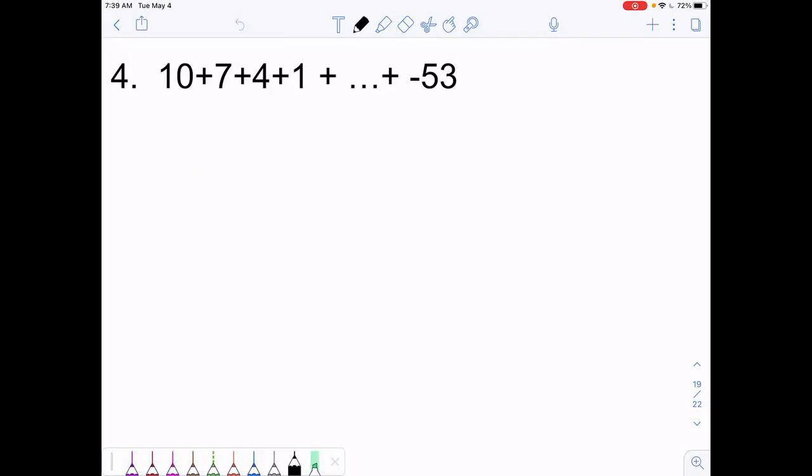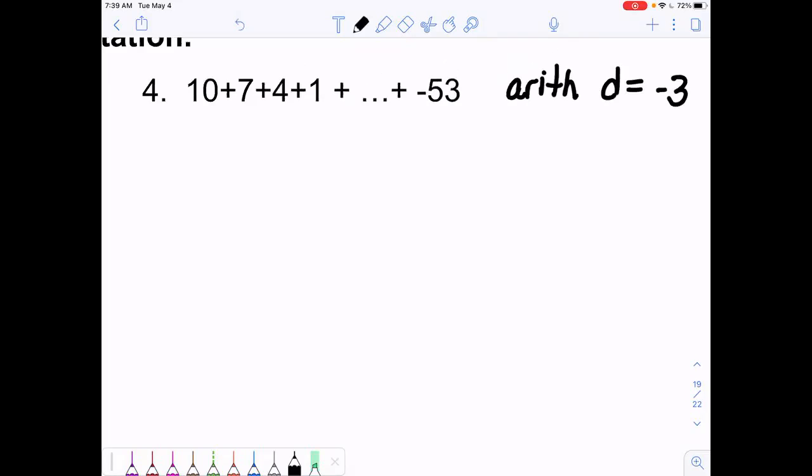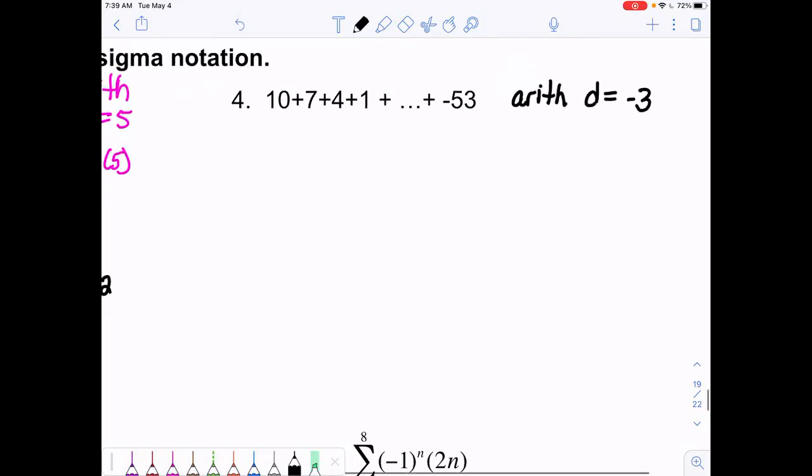So what are we working with here? Are we working with an arithmetic series, a geometric series? Gabby, what are we looking at here? Arithmetic or geometric? Yeah. And that d value, to get from one number to the next, what are you doing, Gabby? Subtracting 3.